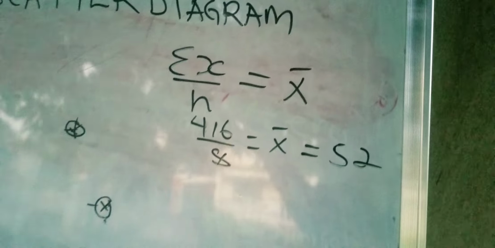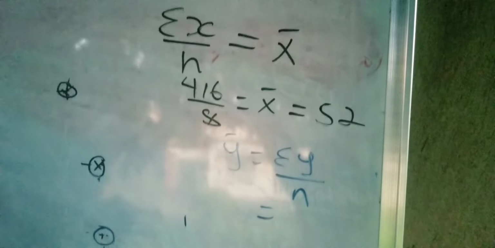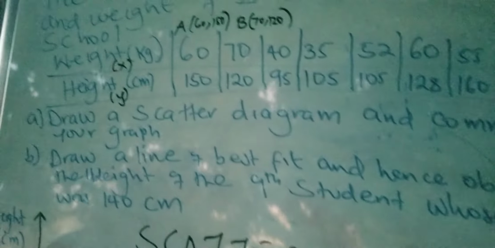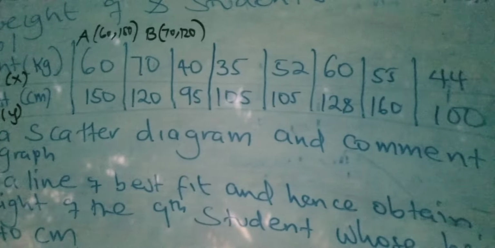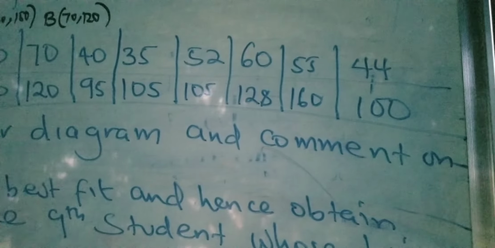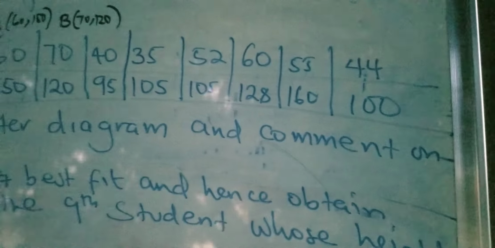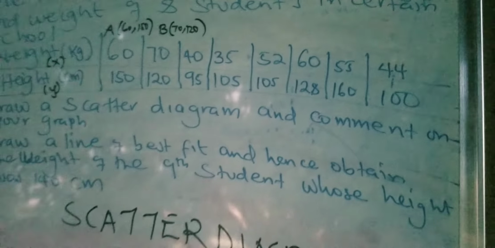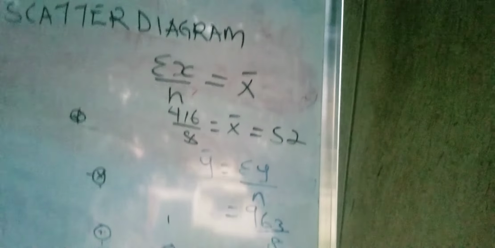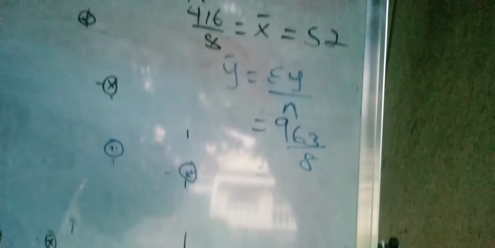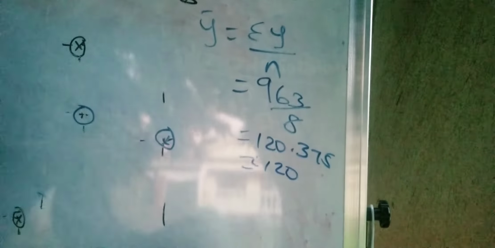Then you cross on to y bar. We are saying your y bar will be the summation of y values over n. The y values which I have here, we are adding 150 plus 120 plus 95 plus 105 plus 105 again plus 128 plus 160 plus 100, and that is 963. We have 963 divided by 8, and when we divide by 8 I get 120.375, which I can round off and consider plotting 120.